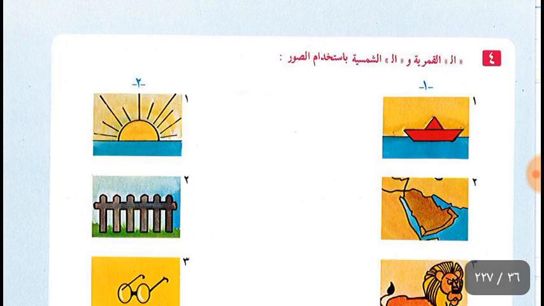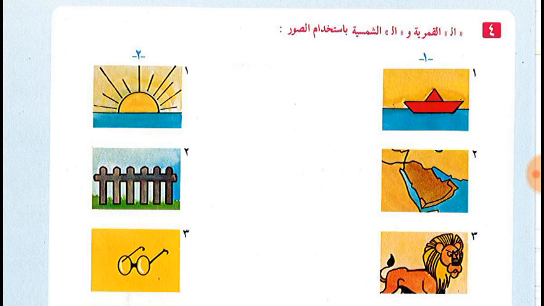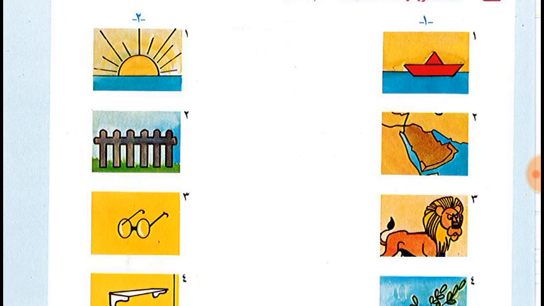Then on the next page we have some Huruf Qamariyyah and Huruf Shamsiyyah. So basically you will add alif lam to all these names, okay? Here you see pictures, add alif lam to the name of these pictures. You have already learned this in the book Duroos Al-Lughah Al-Arabiyyah. So start adding alif lam.